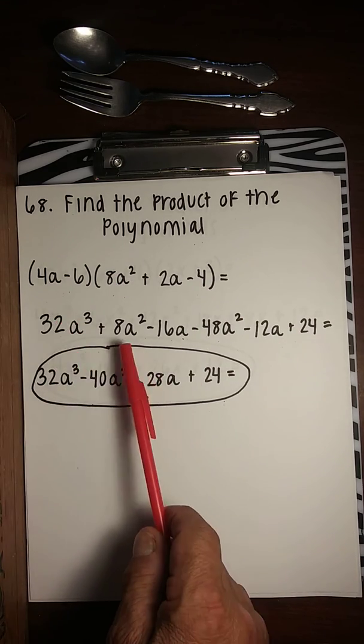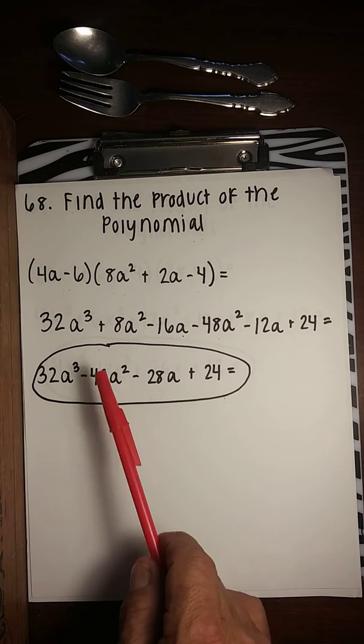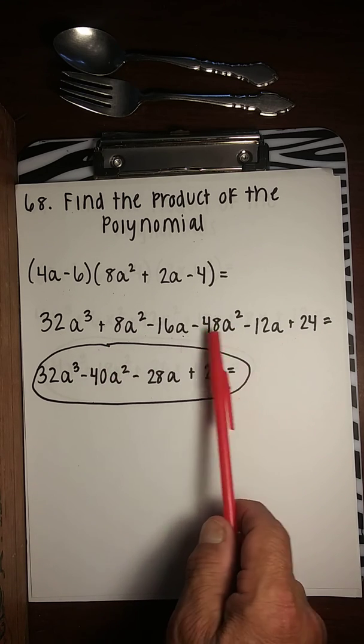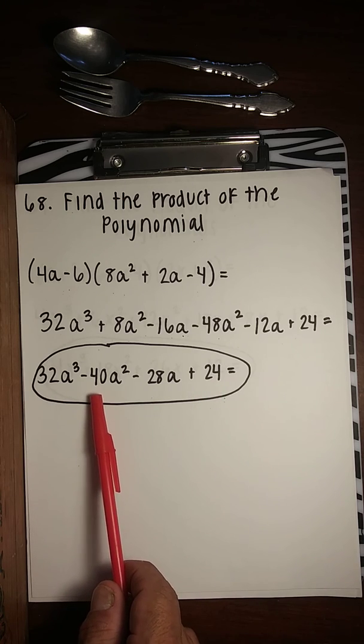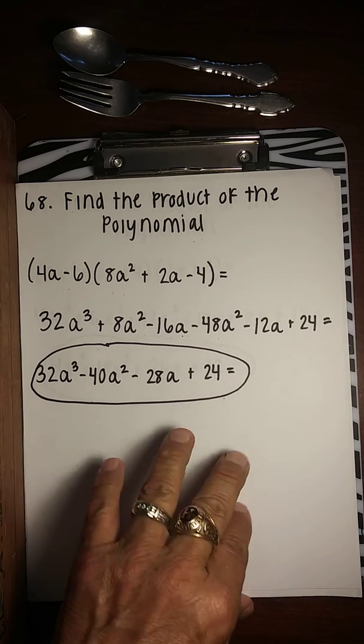32a cubed, combine like terms, this one and this one. It's going to be negative 40a squared. And then this one and this one give me negative 28a plus 24. 32a cubed minus 40a squared minus 28a plus 24.